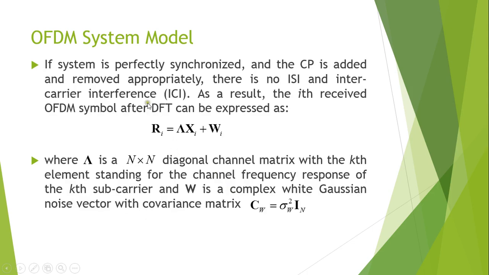If the system is perfectly synchronized, and the cyclic prefix is added and removed appropriately, then the system is considered to be free of intercarrier interference and intersymbol interference. So as a result, the ith received OFDM symbol after FFT can be expressed as R of i equals H X of i plus W of i, where H is an N cross N diagonal channel matrix with the kth element standing for the channel frequency response of the kth subcarrier, and W is the complex white Gaussian noise vector with covariance matrix. So this is the covariance matrix.